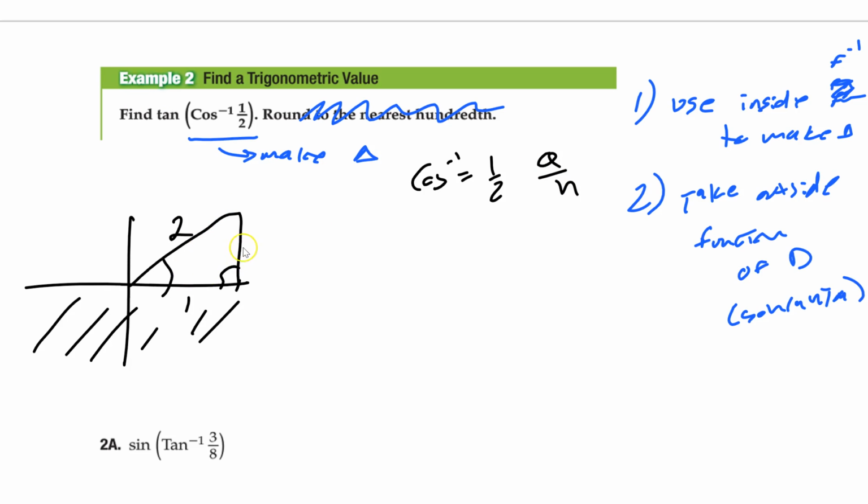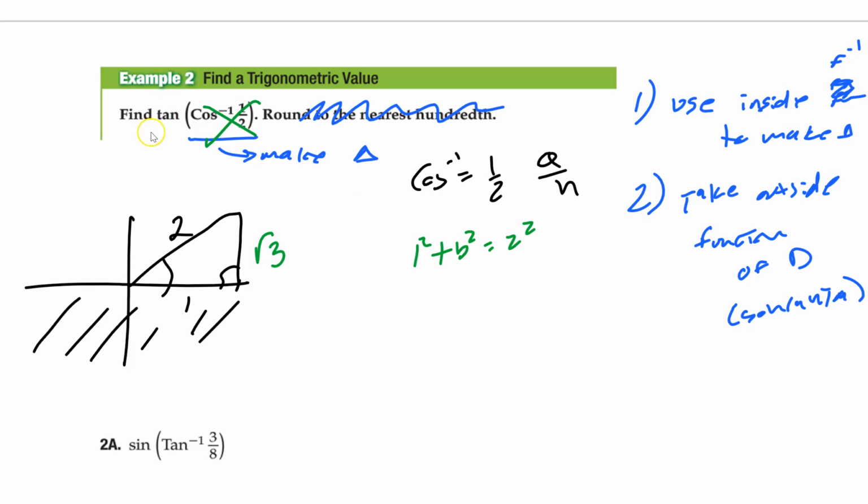Now I can find the missing side by doing a squared plus b squared equals c squared. In this case, I actually know this triangle. That's not always going to be the case. You'll see with the next one it's not the case at all. This will be rad 3. So I just did 1 squared plus b squared equals 2 squared, and you get rad 3. So that's it for the inside.